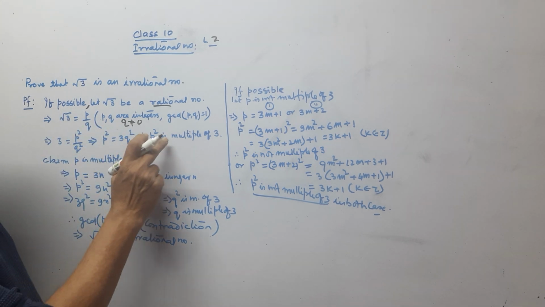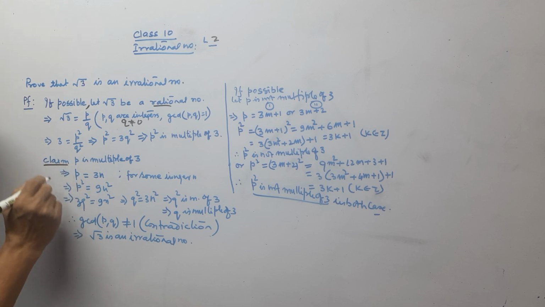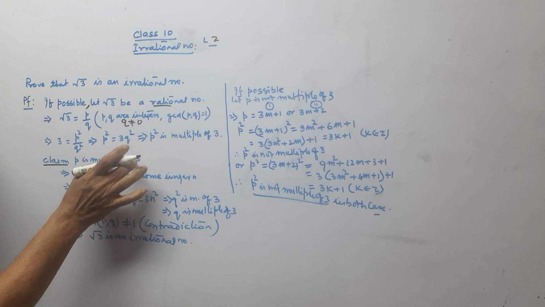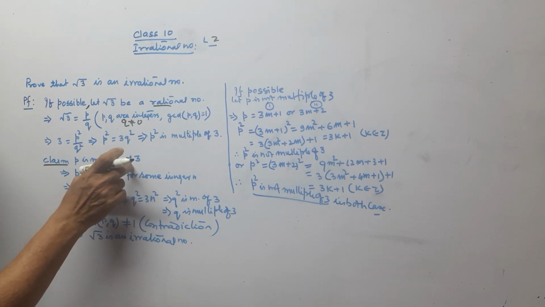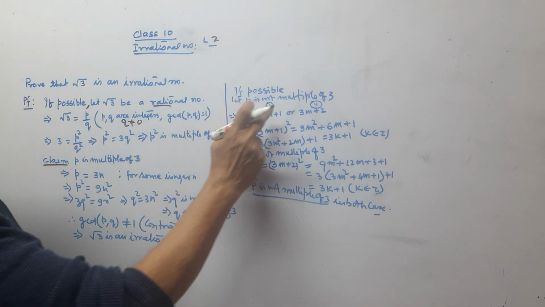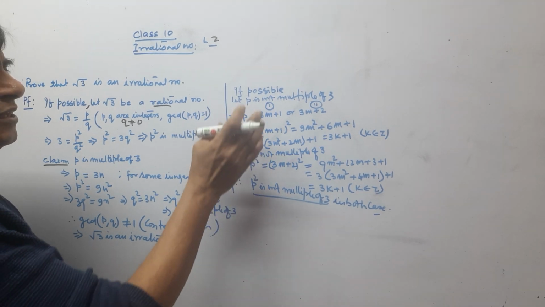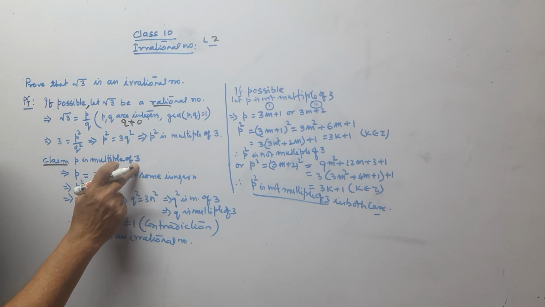That means p square is multiple of 3. We claim p is multiple of 3. I am not going to prove this one directly. Okay. P is multiple of 3. Then this claim is true if p is not multiple of 3. If we prove p is not multiple of 3, then this will be multiple of 3.